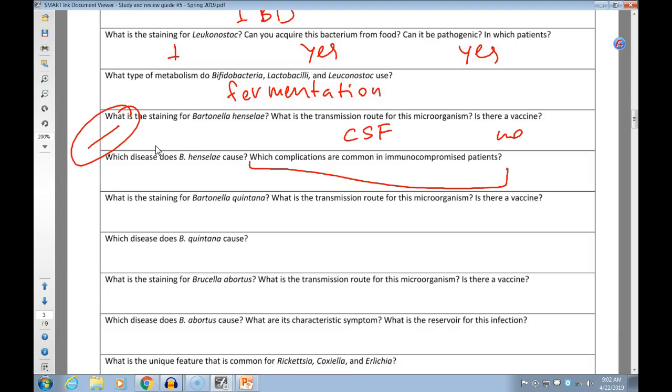Staining for Bartonella quintana, transmission route from animals. Bartonella quintana, causative agent of trench fever, lice carry it. There's no vaccine, so trench fever.